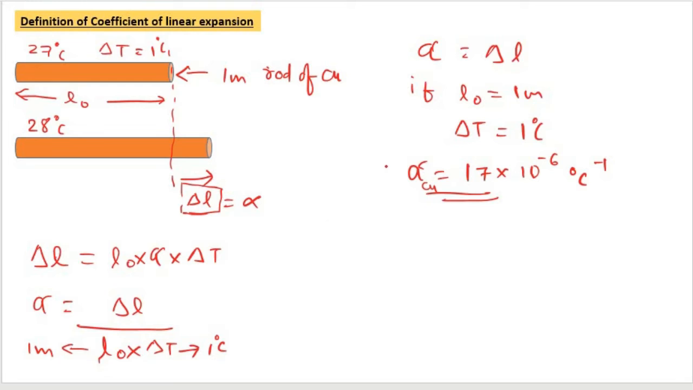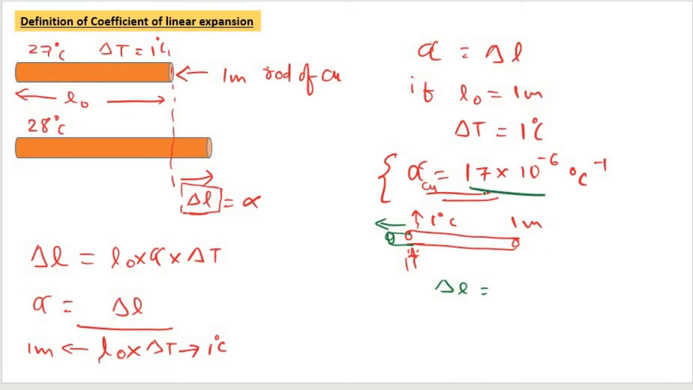Now what does this mean? We have to understand this, right? So if the value of alpha is given, it means that you had taken a 1 meter rod of copper, and you heated this rod such that its temperature went up by 1 degree Celsius. Then this rod would have increased in the length. This increase in the length, delta L, is equal to the same magnitude, 17 into 10 raised to minus 6. But since your rod was in meter, I would write this in meter. So this is the meaning of alpha over here.